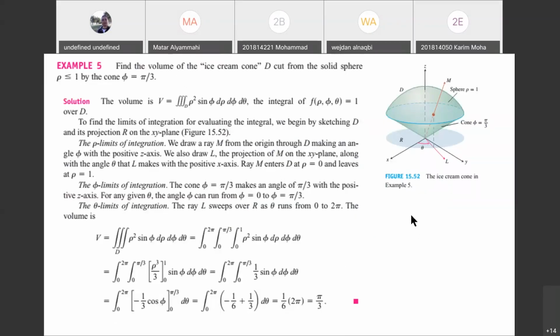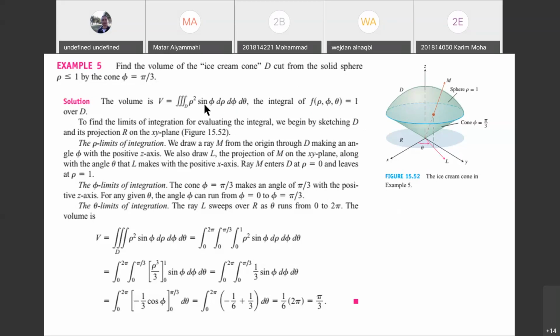Now you have another application. In this case, you are looking for the volume of this shape, right? It is described by rho less than 1 and phi equal to pi over 3. This is a cone, right? Imagine you have an ice cream cone, and you would like to know the volume of the ice cream inside. Because the cone is a part of the sphere, it is better to use spherical coordinates.